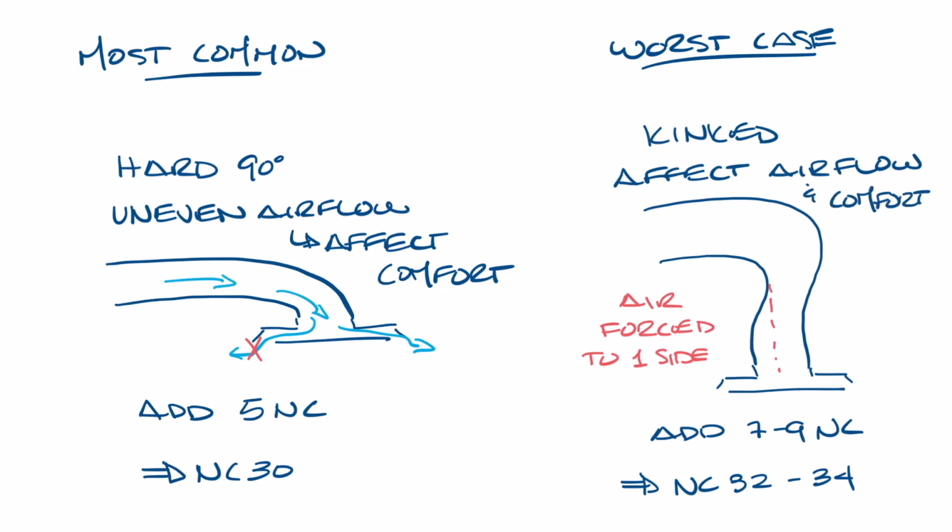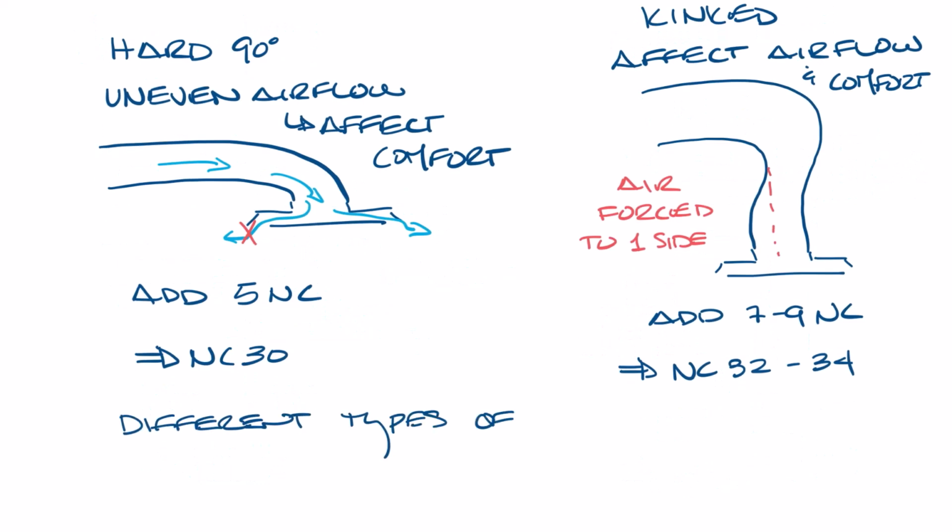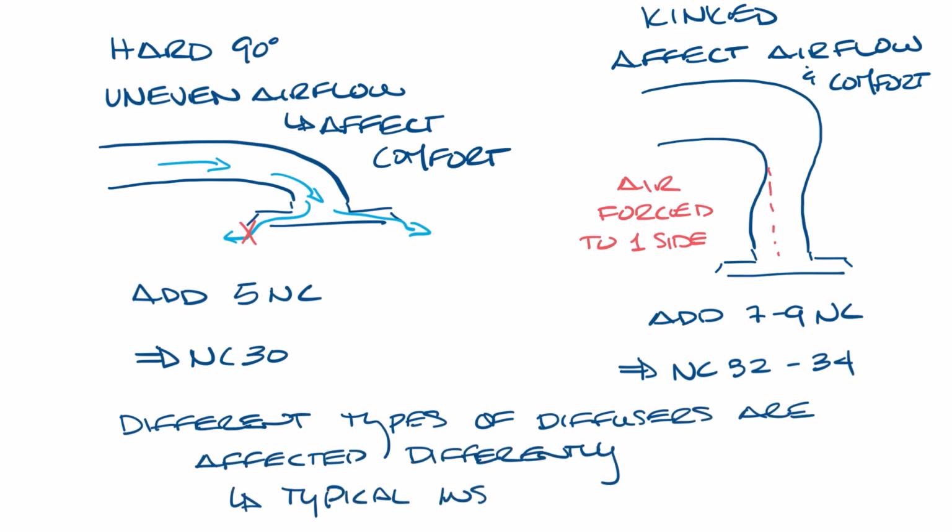Different types of diffusers are affected differently, but these are kind of good rules to use. A typical installation will probably add about 5 NC to catalog diffuser data, so you should take that into consideration when you select diffusers. So let's slide this over one more time.